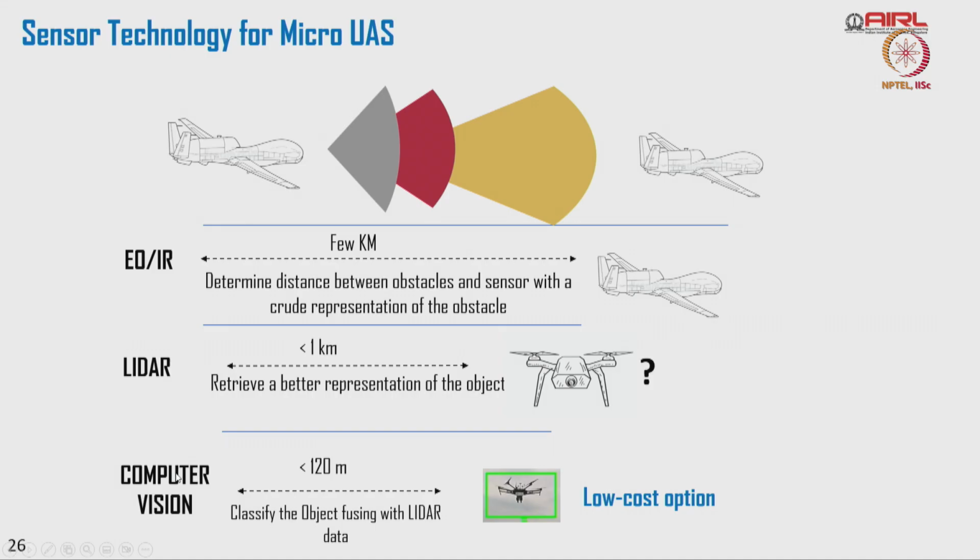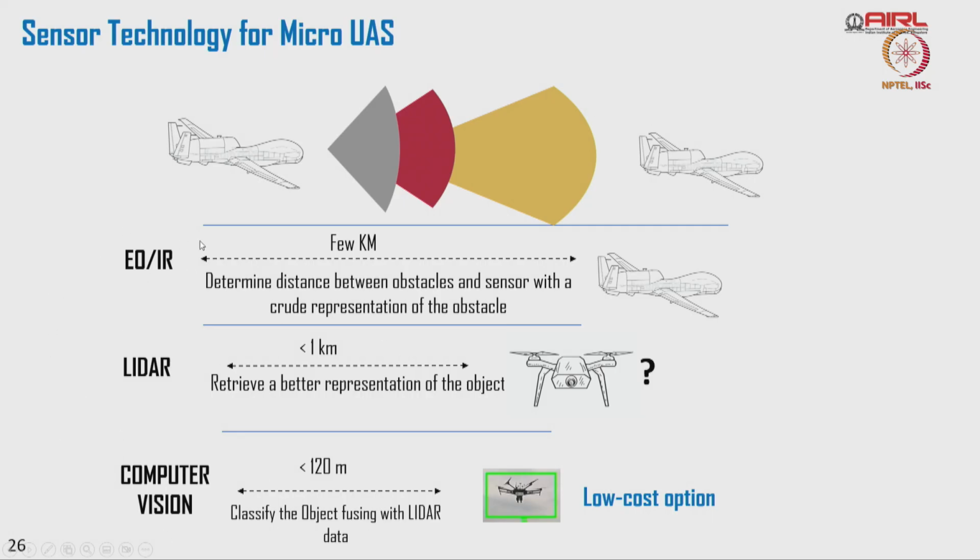I can use a computer vision based approach, right. I am not talking about electro-optical and IR, I can use a normal low cost camera. But then my distance comes down significantly, less than 100 meters, maybe 120 meters, depending on your resolution and field of view, right. I can detect and track those objects. There is a low cost option, there is a high cost option, depending on the speed of the vehicle and on the sensitivity of the environment.